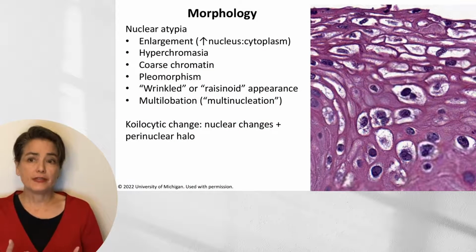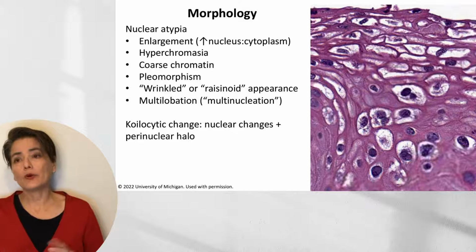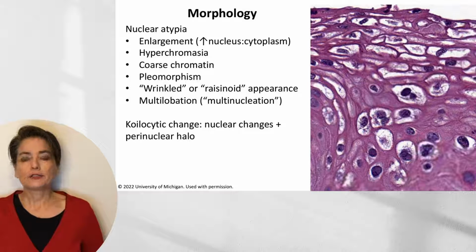So what do we see? We've already looked at the Pap test. Now we're going to look at some histology. The characteristic finding is going to be nuclear atypia. Now this is going to be a low-grade squamous intraepithelial lesion, or CIN1.